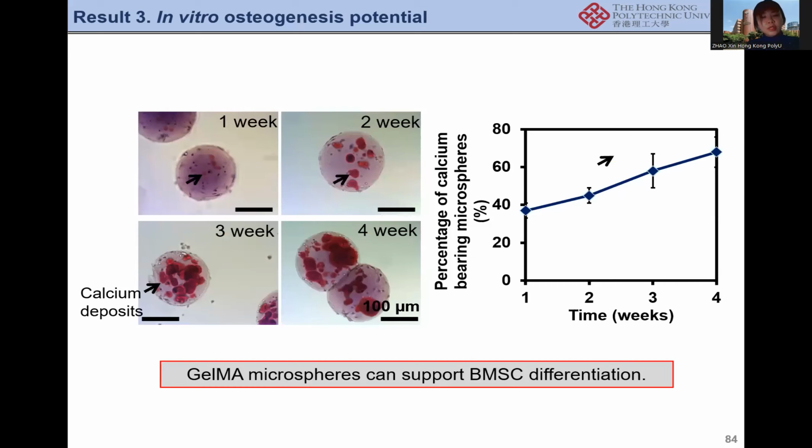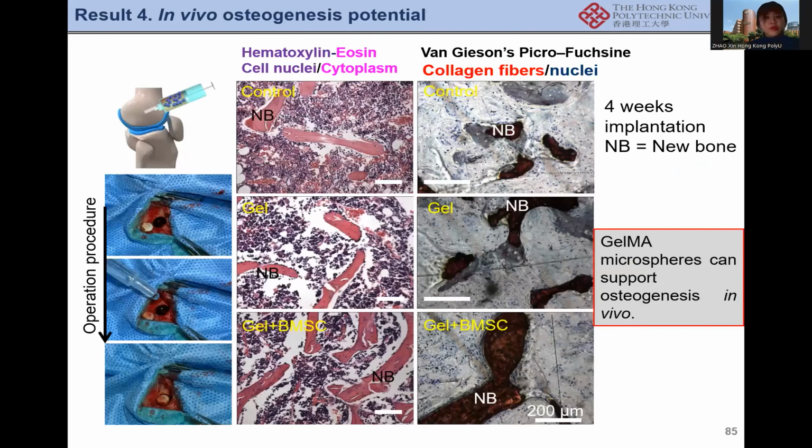And we also show that these JAMA hydrogels can support osteogenesis, as we can see that with time, we have more calcium deposits inside the microspheres. Then we inject these cell-laden microspheres into a rabbit femoral condyle defect. And with time, we can see that after 4 weeks of implantation, we have more new bone formation when we're using the cell-laden JAMA hydrogels.